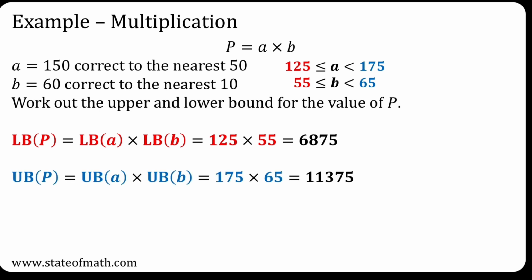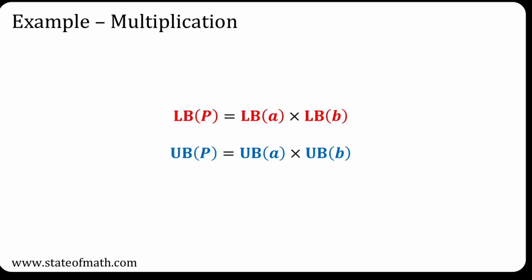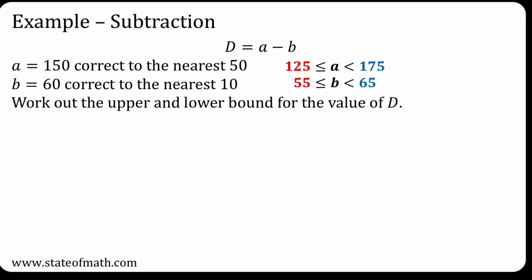6,875. To find the largest possible product, we take the largest values. 175 times 65 is equal to 11,375. And here is the key idea for multiplication. Just like addition, to find the lower bound, multiply the lower bounds, and to find the upper bound, multiply the upper bounds.